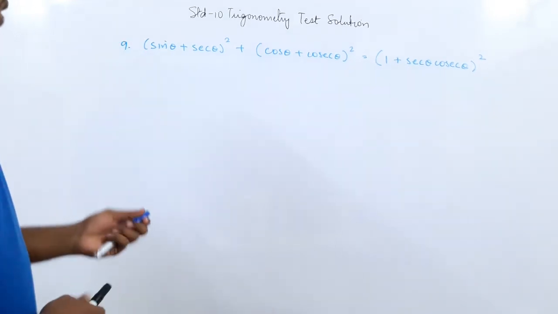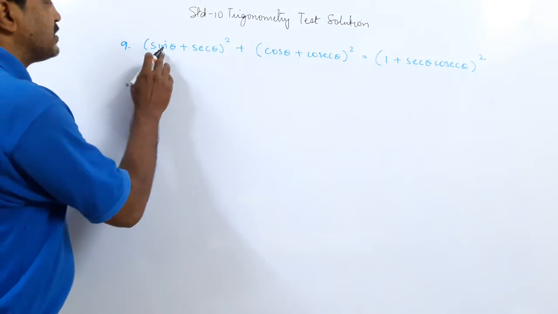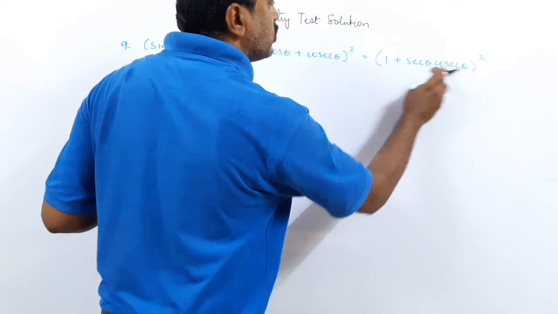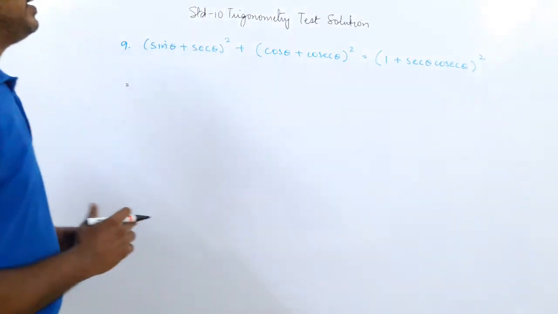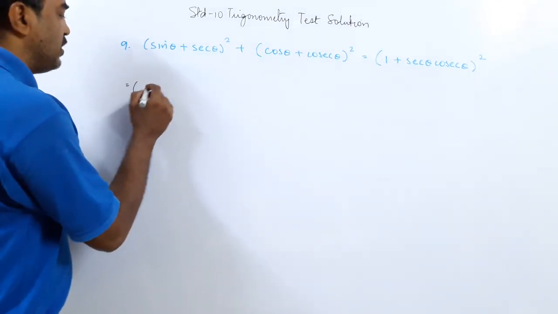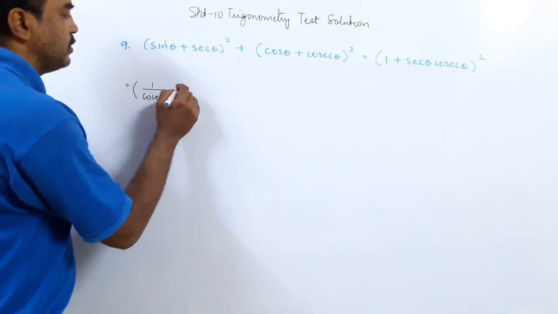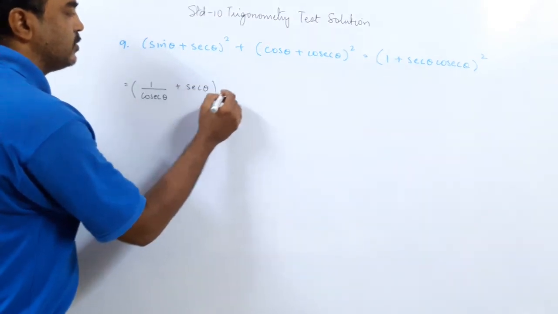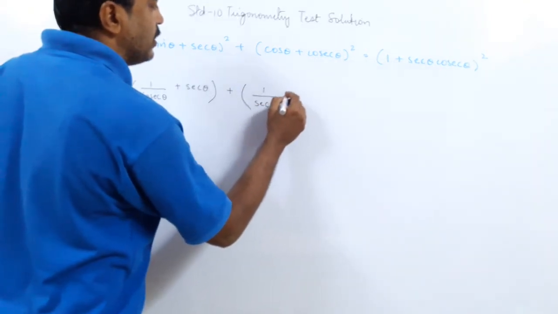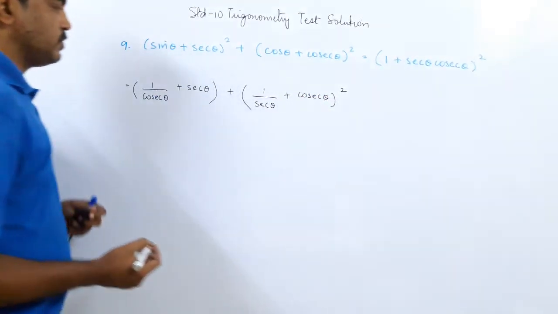Okay, so I will try the method of converting the sin into cosec, because here the sum has only got sec, cosec and 1. So I will give it a try. Let us see if it works out or not. Otherwise we can change the method. So sin theta is 1 upon cosec theta plus sec theta plus cos theta is 1 upon sec theta plus cosec theta the whole square.